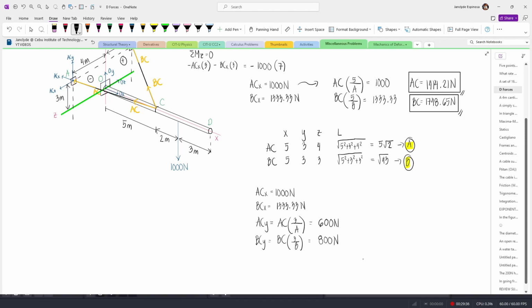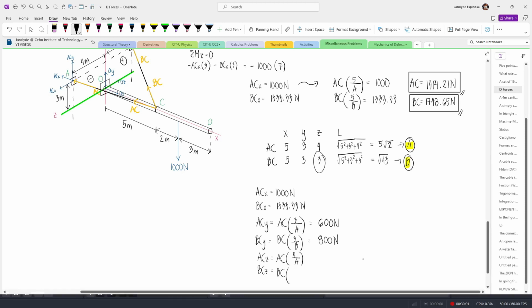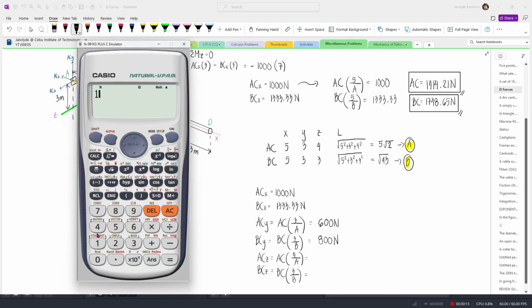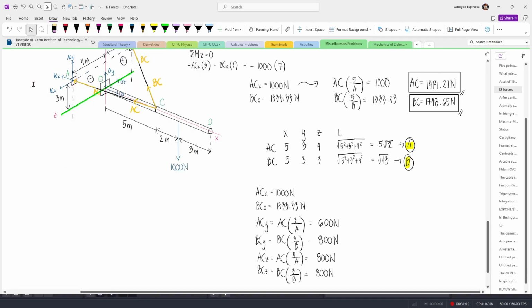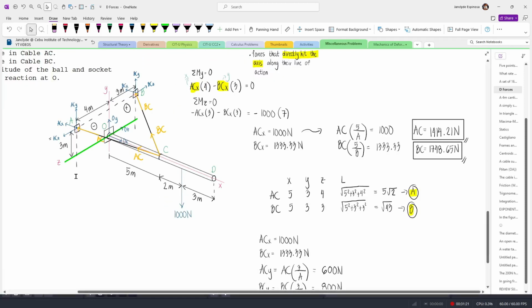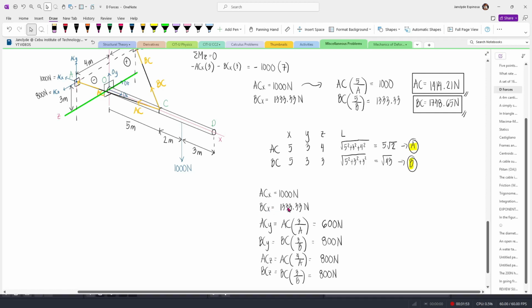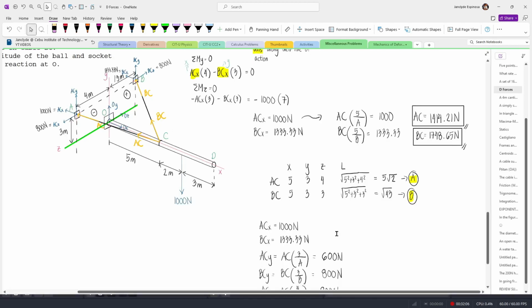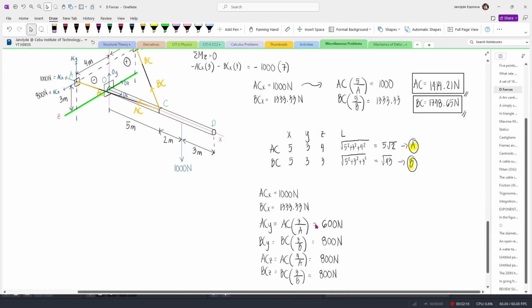So 800 newtons. And then for ACZ and BCZ, we have AC multiplied by the Z component, which is 4, divided by the length, which is stored into A. And then here we have BC multiplied by the Z component of BC, which is 3 meters, divided by the length B. So here we have 1414.21 times 4 over A. This gives us 800. And then for BCZ, we have BC multiplied by 3 over B. This gives us also 800. So this is 800 newtons. And so we're gonna label our forces. So this is ACZ, which is 800, and then BCZ is also 800. Now ACX is 1000, and then BCX is this value, 1333.33, and then BCY is 800, while ACY is 600 newtons.